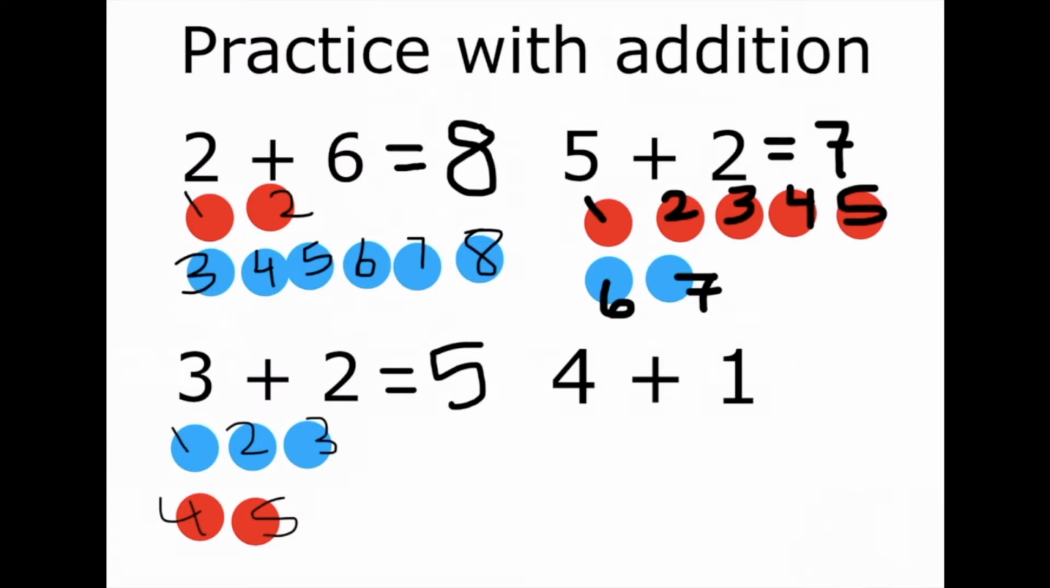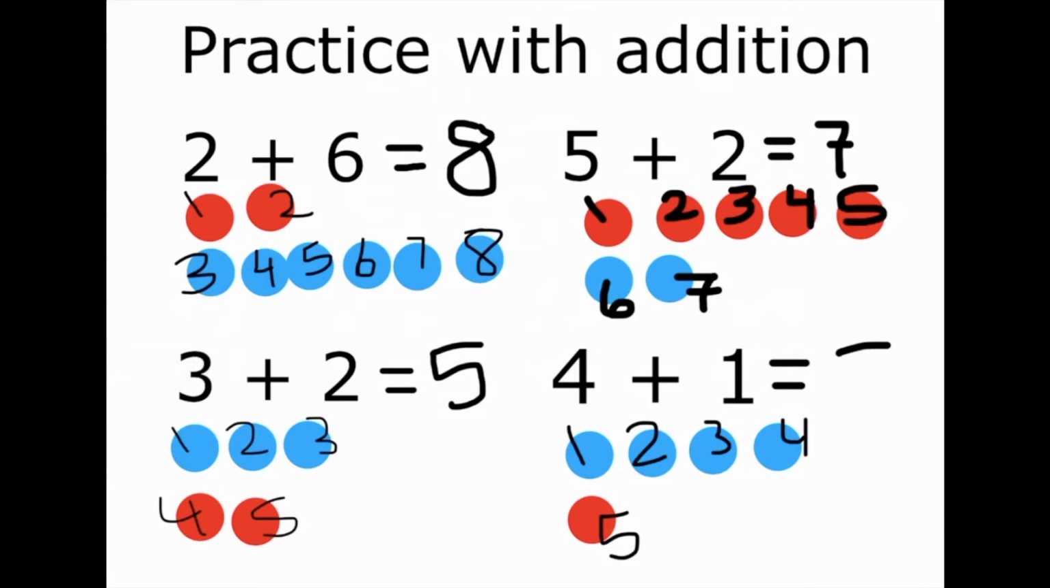Let's solve this next equation, 4 plus 1. Let's draw out 4 blue counters representing the value of 4 and 1 red counter representing the value of 1. Now we can count the entire number of counters that we have to find the value of 4 plus 1, which is 5, since we have 5 counters total. So now we know that 4 plus 1 is equal to 5.